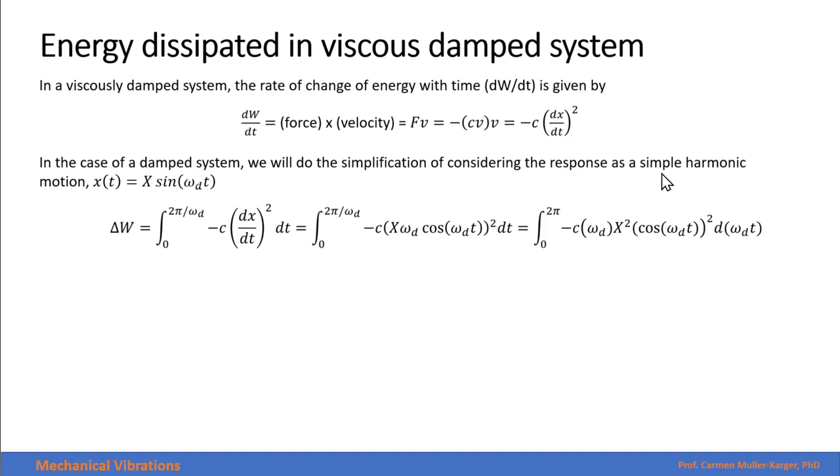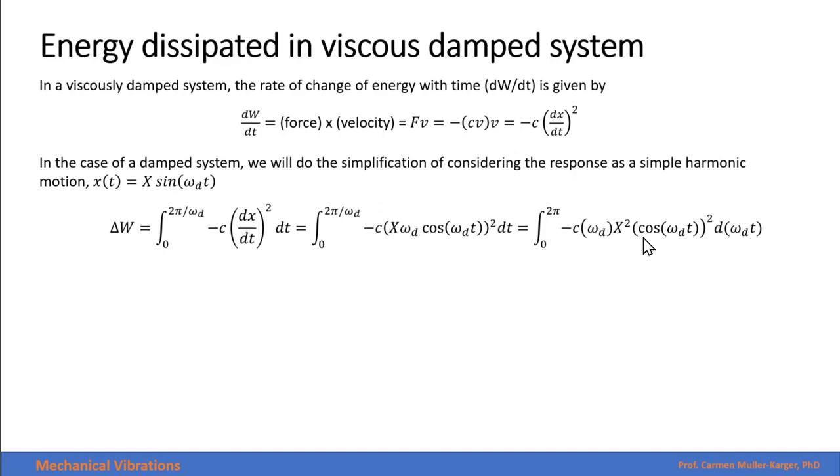consider that it is a harmonic motion, so we can write it as an amplitude times sine of the damped frequency times time. And then if we pass this differential of time to the other side of the equation and we integrate in one cycle, we have that this is negative the damper constant times the derivative of the displacement, which is this one, X omega d cosine of omega d t, all that squared.